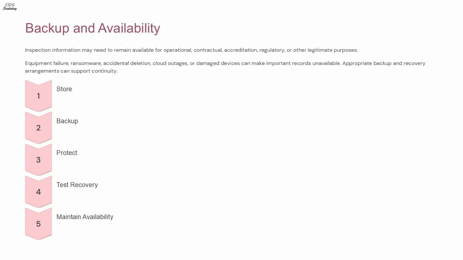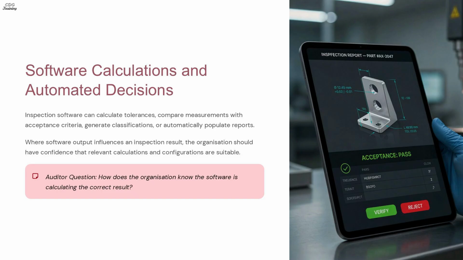Backup and availability are crucial for maintaining inspection information. Proper arrangements ensure continuity in case of failures or data loss. Software calculations and automated decisions must be accurate. Organizations should verify that software is calculating correctly to ensure reliable inspection results.